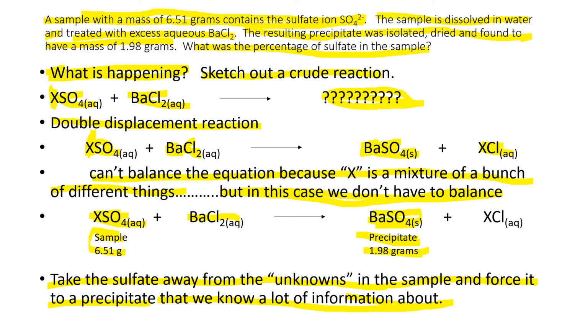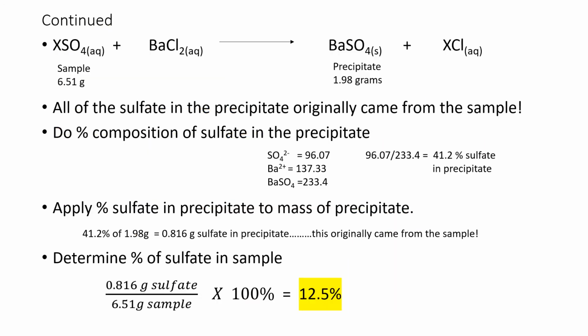We know the exact formula. It's one thing that we know the exact formula of. And because it's one thing that we know the exact formula of, we can actually do quite a bit with that information. So let's see what we're going to do with that. But we want to keep in mind this logic of forcing the sulfate away from this mixture with a whole bunch of other stuff and forcing it into this precipitate.